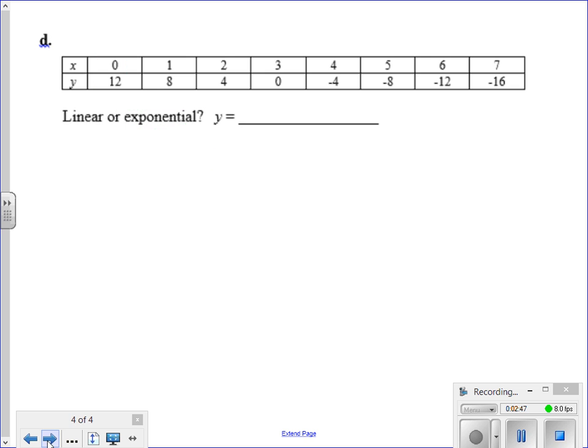Finally, let's look at question D. I have the starting value of 12, and I need to figure out how I'm changing. Right? It appears that I'm subtracting 4 each time that I go from term to term. So since I'm subtracting the same value each time, this is a linear function. The slope of the linear function is -4. I put the x after the slope. And I have a starting value of 12, so plus.